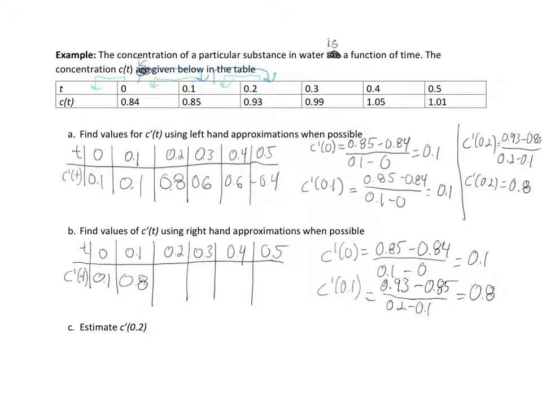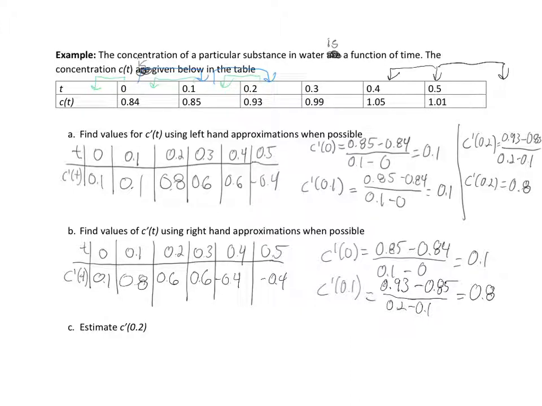So this time, try and pause your video and see if you can finish it out for the right-hand approximations. Okay, so if we're looking at the values to the right, then we get 0.6. We get another 0.6. This is negative 0.4. But if I want to estimate this last one, 0.5, there is no value to the right, so I'd have to repeat with the value to the left. And so this negative 0.4 would repeat.